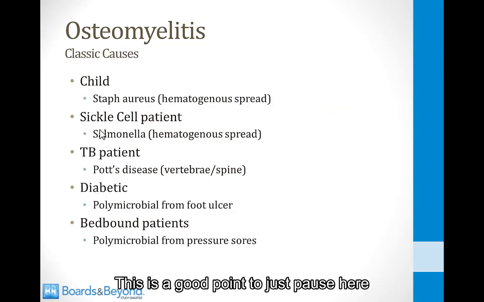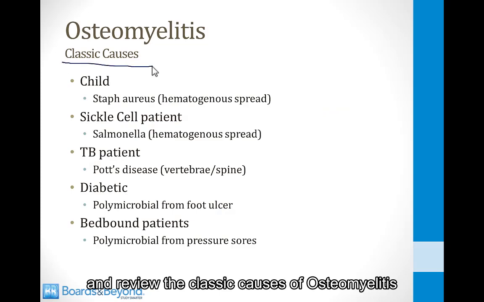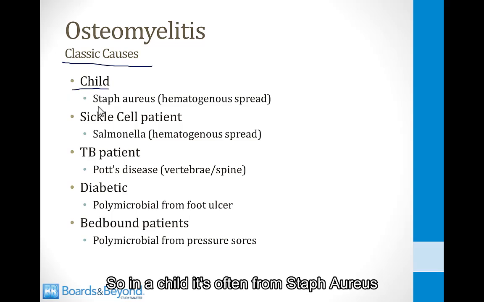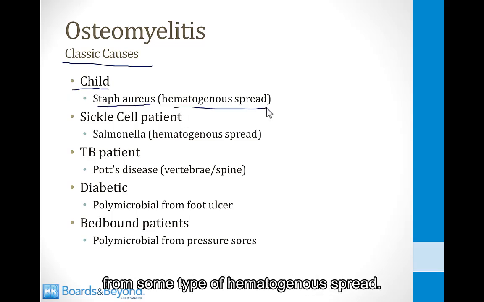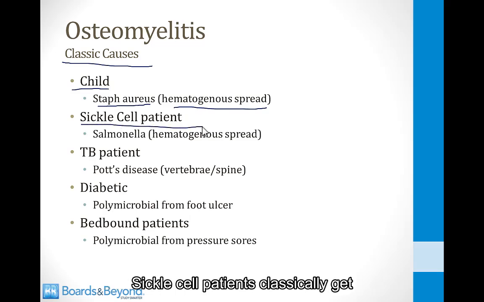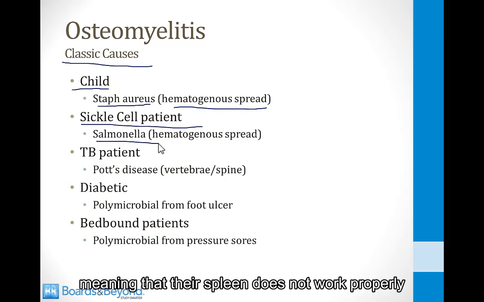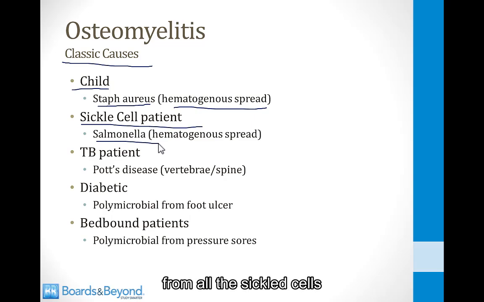This is a good point to just pause here and review the classic causes of osteomyelitis that you should know for your board. So in a child, it's often from Staph aureus from some type of hematogenous spread. Sickle cell patients classically get osteomyelitis from salmonella. Sickle cell patients are functionally asplenic, meaning that their spleen does not work properly from all the sickled cells, and salmonella can thrive in patients who don't have a functioning spleen.